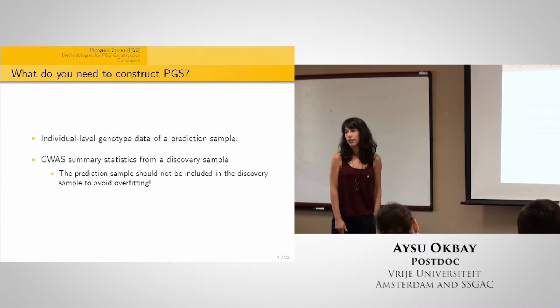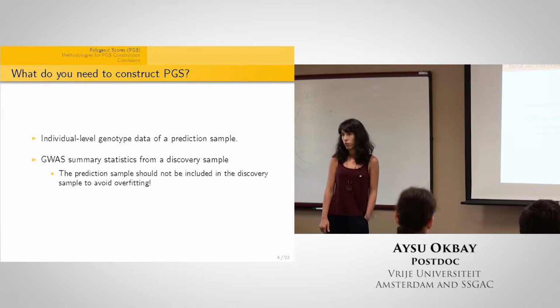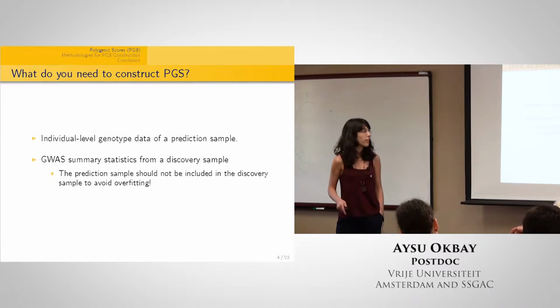So what you need to construct a PGS: you need the GWAS summary statistics from a discovery sample, and you need the individual level genotype data from the prediction sample. As Patrick also mentioned, you need to make sure that the prediction sample is not in the discovery sample. Otherwise, you'd be overfitting.